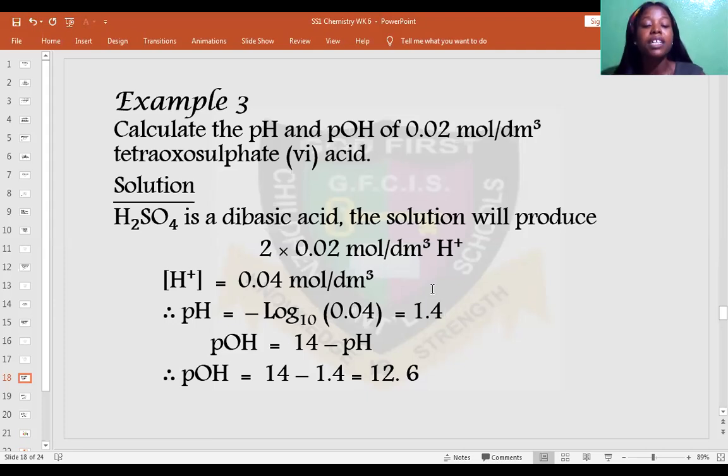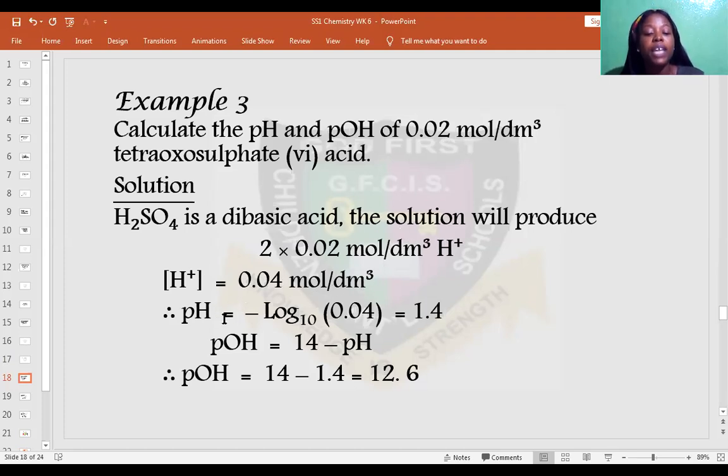So it means that you multiply by 2. That's why I said H2SO4 is a dibasic acid. The solution will produce 2 times 0.2, that's the concentration of the acid. So because it produces 2 hydrogen ions, it will produce 2 times 0.02 mole per dm cube hydrogen ion. So it means that the hydrogen ion concentration is equal to 0.04 mole per dm cube.